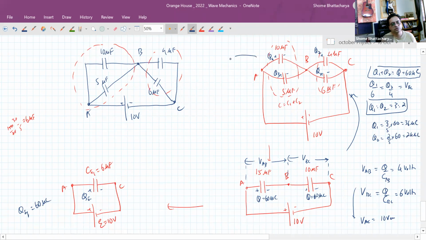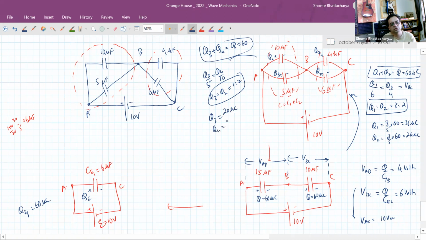And like that, you can do for these two also. Q3 plus Q4 is 60, and Q3 by 5 is equal to Q4 by 10. Okay, so Q3 is to Q4 is 1:2. So now using this, you can see that Q3 will be 1/3 of 60 or 20 microcoulombs, and Q4 will be 2/3 of 60, or 40 microcoulombs. Okay, have you understood how to solve this kind of circuit now?